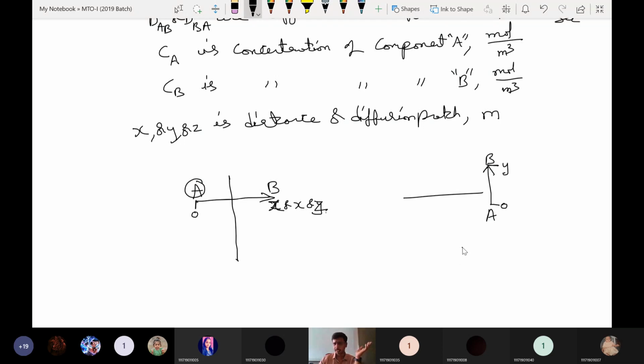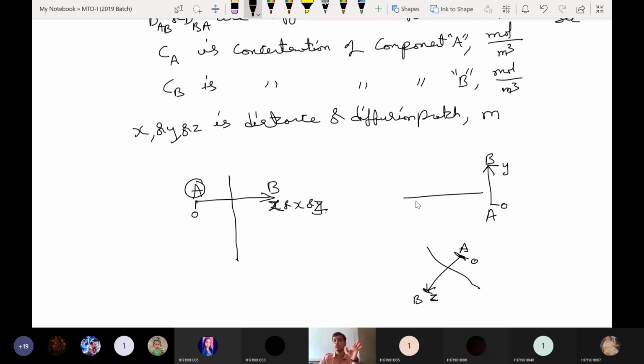This is X, 0 to X. Then in the Z direction, for example, A has to travel from A to B location. Here the origin will be 0, and here the completion of that particle diffusion is Z. Whatever it may be, the distance traveled from origin to the completion of the mass transfer process is nothing but that distance, X or Y or Z.